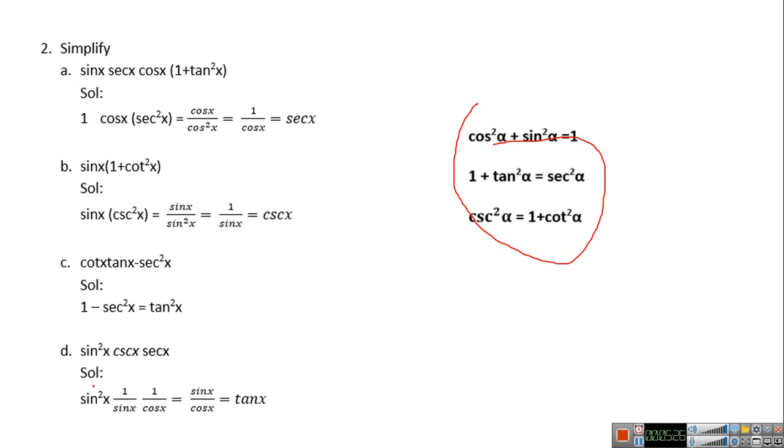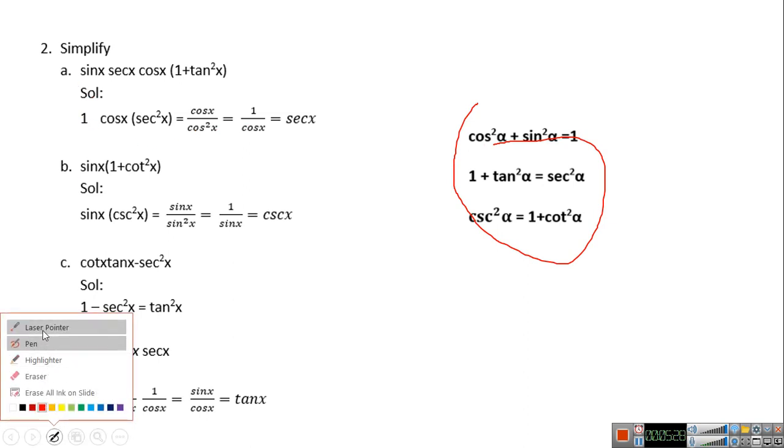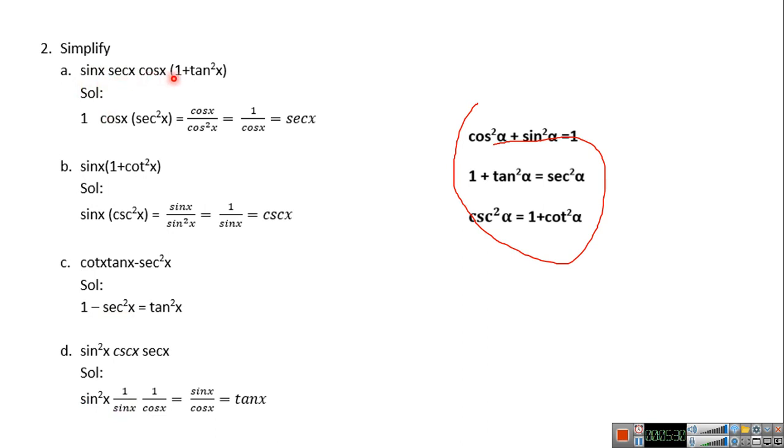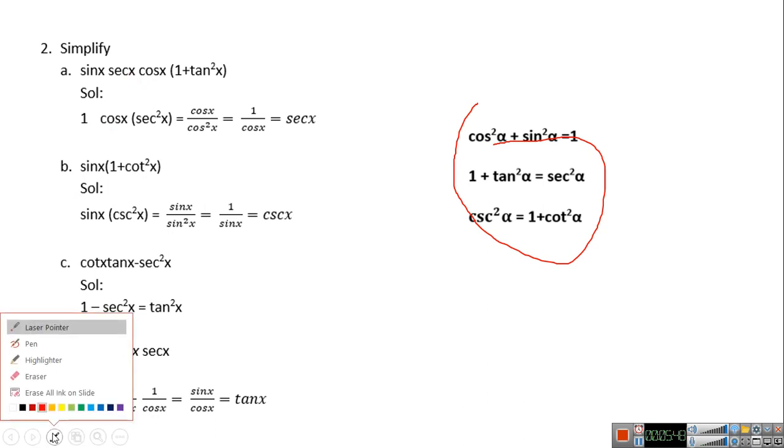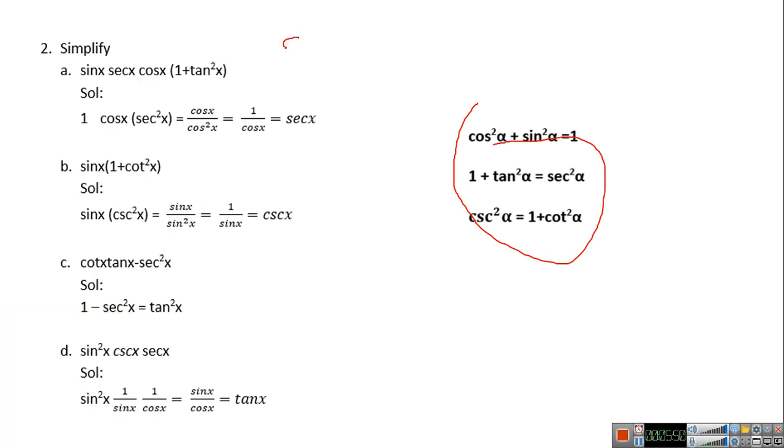Simplify. We use this property, don't forget this property: sine x secant x cosine x times 1 plus tangent square x. I want to simplify the maximum I can. We know that secant is 1 over cosine. Let me write it. Secant is 1 over cosine.